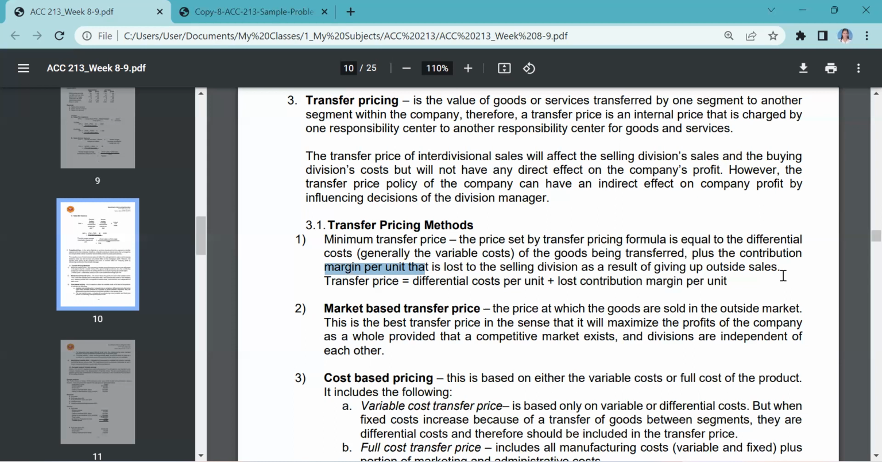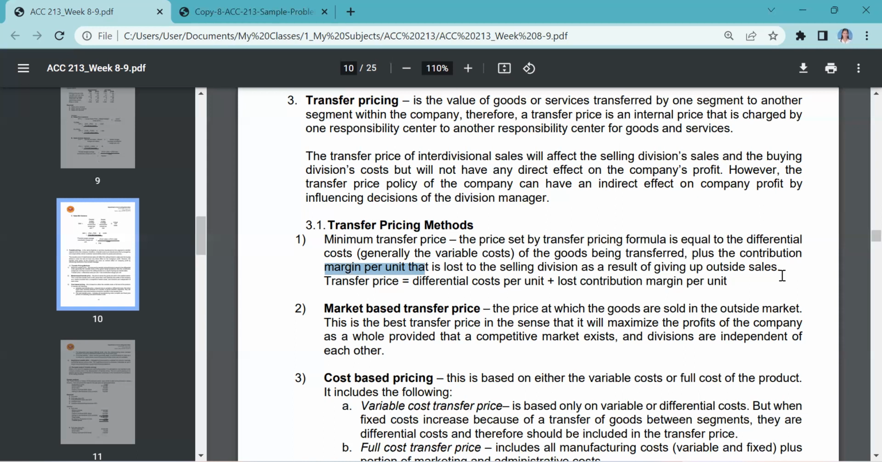So most probably, if this is just an internal transfer, an internal price, it will be lower compared to what the selling department can get from outside sales. So, for example, if they are operating at full capacity already, meaning there's no room anymore to produce goods to cater to the internal demand without giving up outside sales.